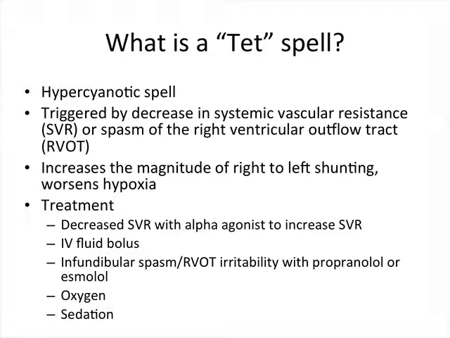In cases of decreased SVR, an alpha agonist such as phenylephrine is used to increase SVR and force more blood into the pulmonary circulation. An IV fluid bolus is used to increase preload and distend the right ventricular outflow tract. Infundibular spasm or right ventricular outflow tract irritability is treated with propranolol or esmolol. Oxygen and sedation are also interventions that will help to treat TET spells. Interestingly, for reasons that are not well understood, TET spells occur in children and are not usually seen in older, unrepaired patients or adults.